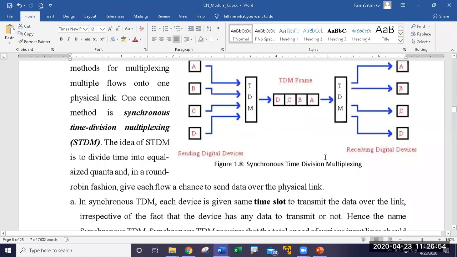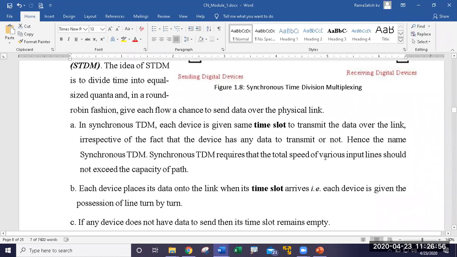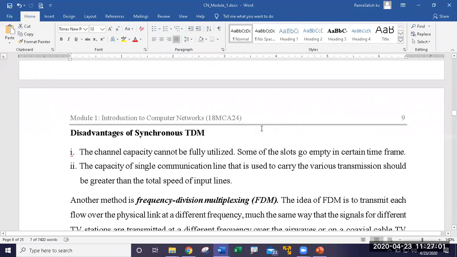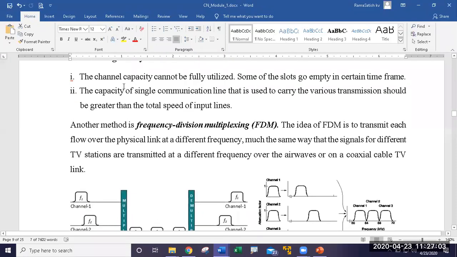So that is another very important thing. Time slots are not being used. That is the biggest problem. The disadvantage is that the channel capacity cannot be fully utilized. Some of the slots go empty in certain time frames. The capacity of a single communication line that is used to carry various transmissions should be greater than the total speed of each input. So in order to overcome this, we have frequency division multiplexing.